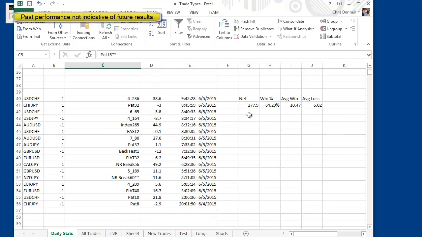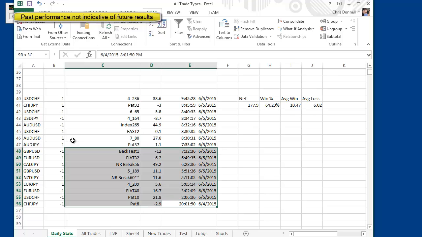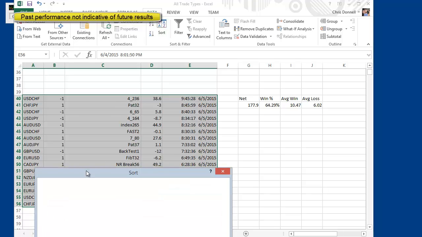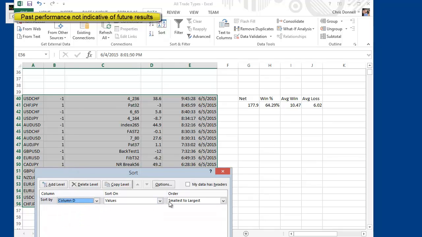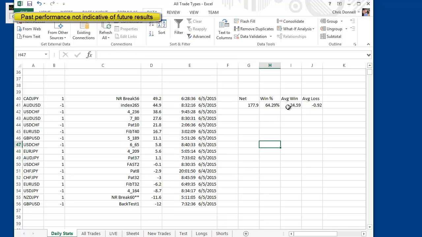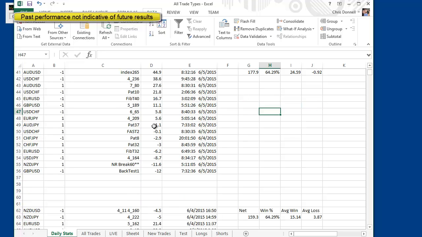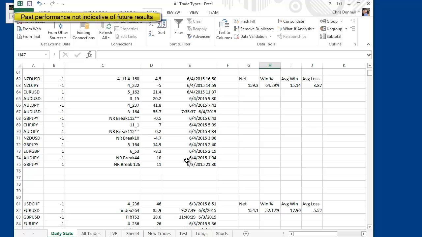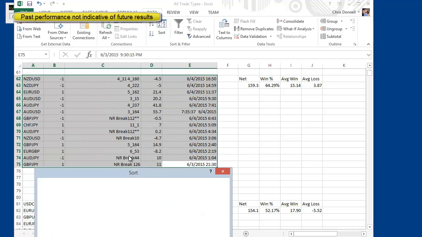Thursday, it only made 177 pips, pretty decent win percentage, very low win rate. Most of our trades over the last 6 months, I've been backtesting them, generate 16 to 22 pips usually, on average. Oh, actually, I have this sorted wrong. That's not right. Let's sort by the number of pips. There we go. That's more accurate. 24 pip average win, 0.92 pip loss. Let me change the sort order back to large to small.